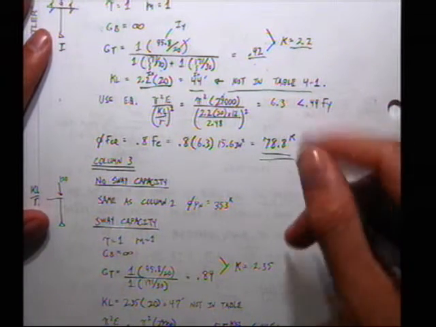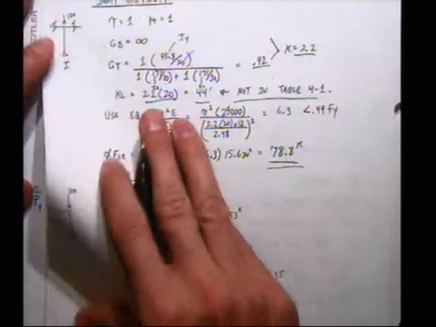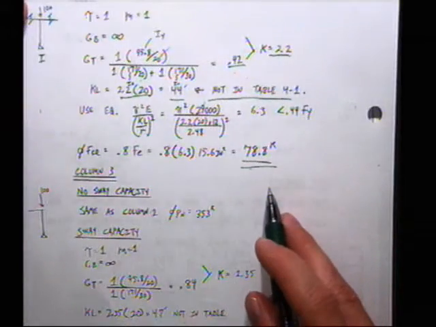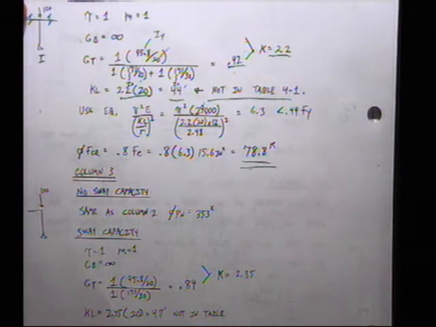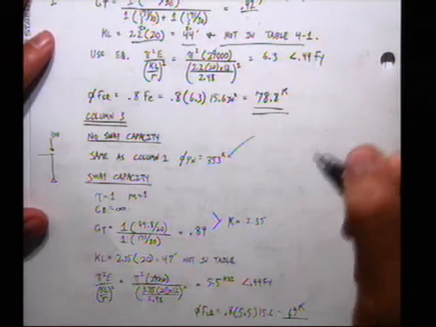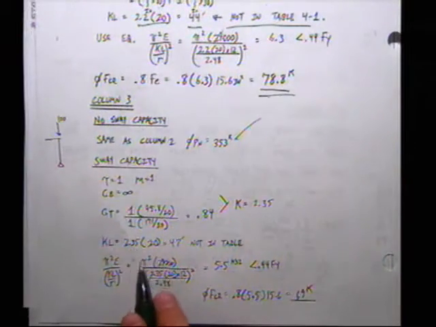Now, at this point, I know that my load is going to be what? 300, right? 300 kips, 100 plus 100 plus 100. And I know that my sway capacity from column 1 was 184. And my sway capacity from here, I'm not there yet, am I? I need to keep going. Okay, so my no sway capacity is going to be the same as column 2, 353. So let's keep going.